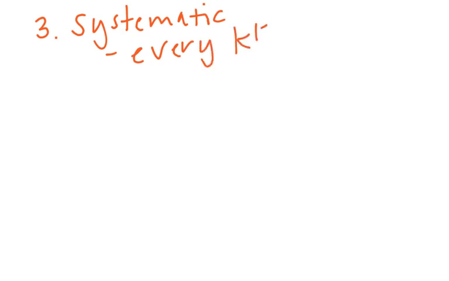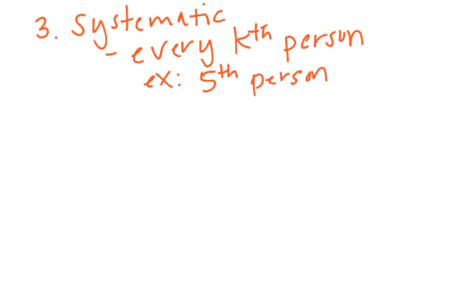Number three is systematic. This one is the easiest one. This says you talk to every kth person. We use the letter K as a constant. So every kth person, for example, every 5th person who walks by during lunch today, every 10th person at the mall, every 40th person at a stadium. So systematic is every kth person, or thing. Every kth person or thing.